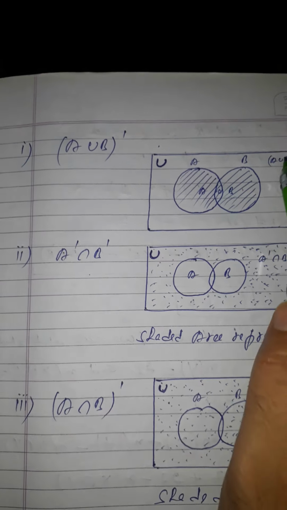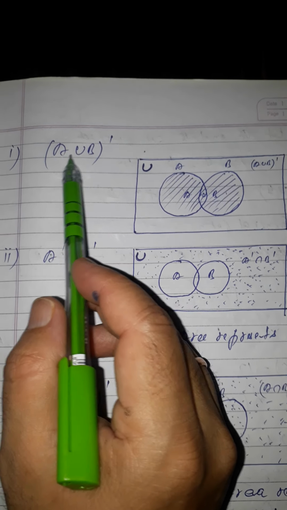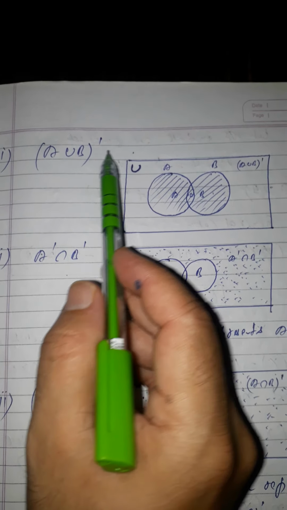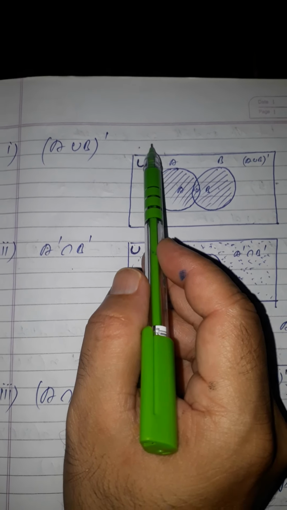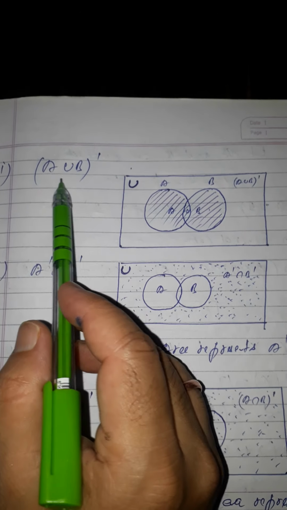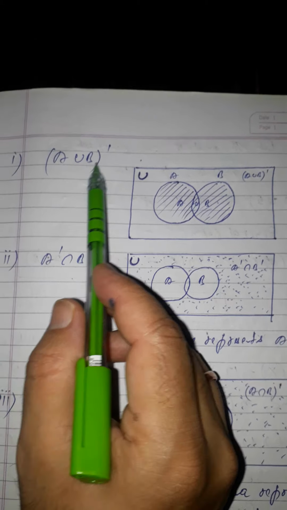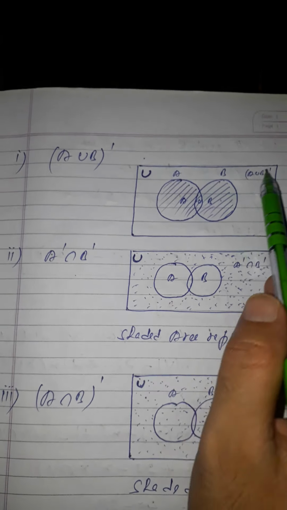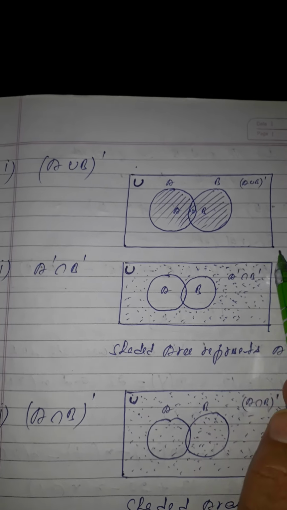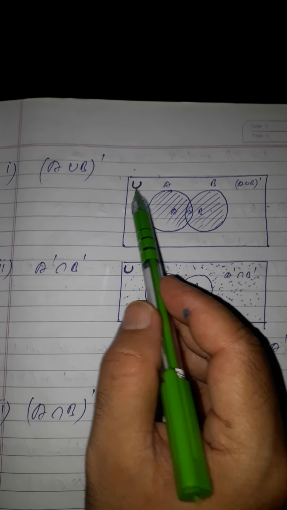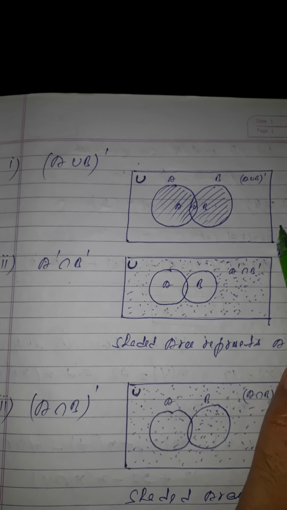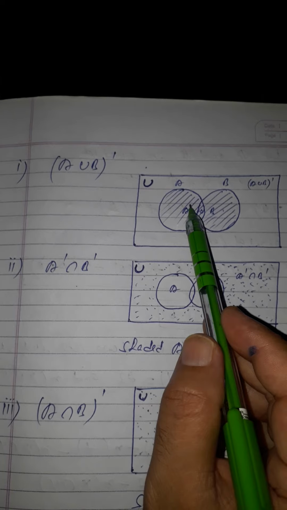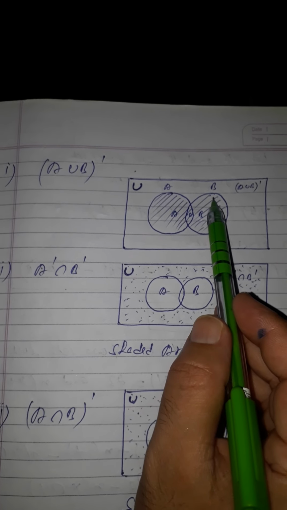Here, by using De Morgan's law, students, if you see, A union B its complement will be equal to A complement intersection B complement, right? But here we can write it as U minus A union B. So when you draw the Venn diagram, children, U represents this whole rectangle, and here we have set A and set B, right students?